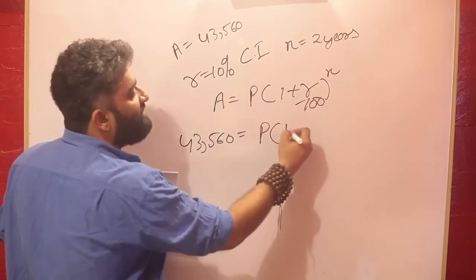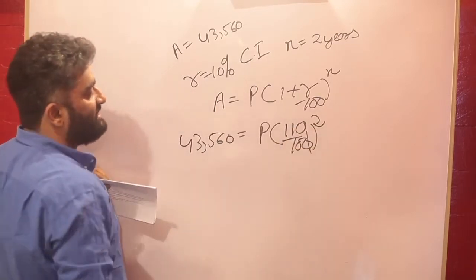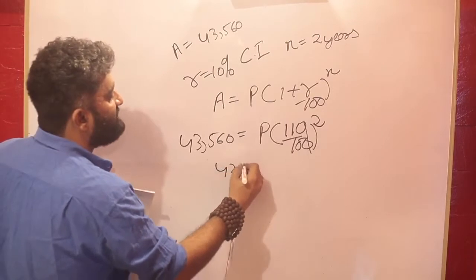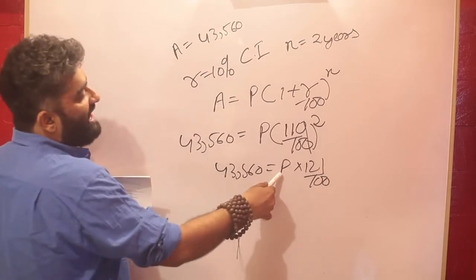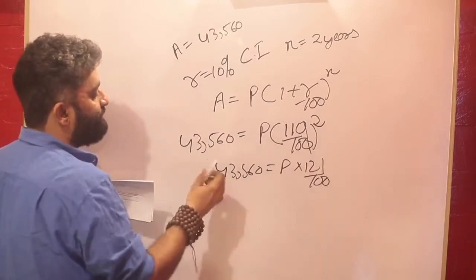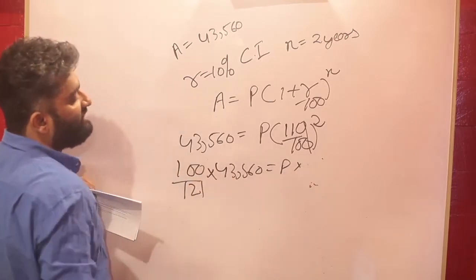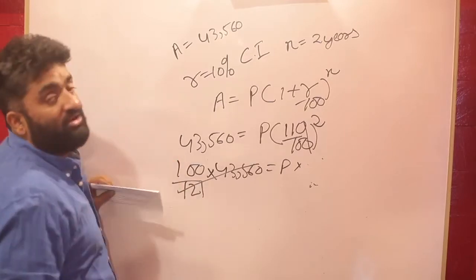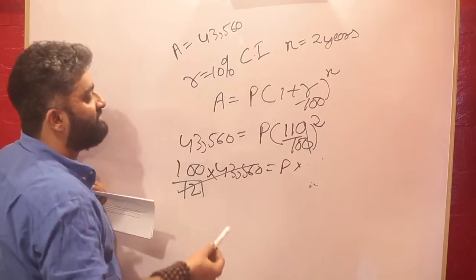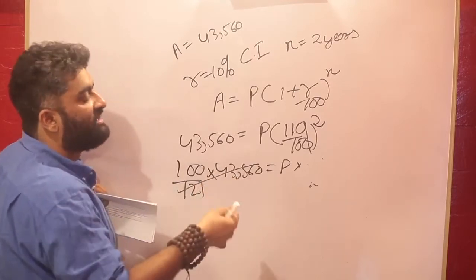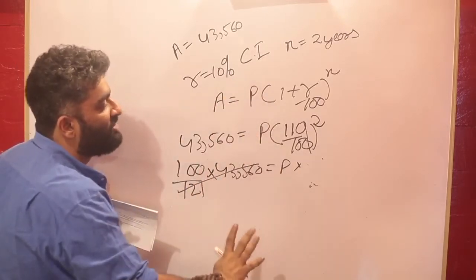R is 10%, you should be faster by now. This is 110 by 100 squared. This 0 gets cancelled. So 43,560 is equal to P into 121 by 100. All I have to do to figure out the value of P is move this 121 by 100 to this side, and it will become 100 by 121. Calculate this and you will get your answer. Again, you might be getting stuck in this particular calculation, but then remember, the problem becomes about calculation and we can cover it in a separate discussion. As far as compound interest is concerned, there is no problem in the concept.